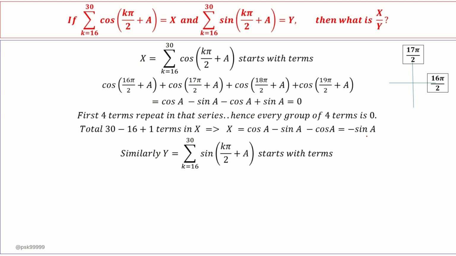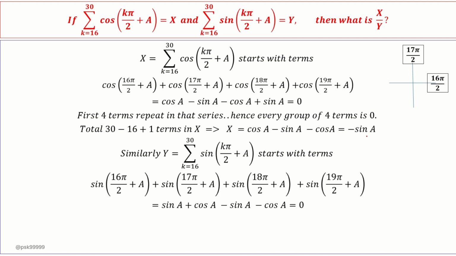Similarly, you take the y value, that is sigma k equal to 16 to 30 sine of k pi by 2 plus a. You will get the same thing. First four terms are 0 and the last three terms that remain are sin A plus cos A minus sin A, that is cos A will remain. So x by y is nothing but minus tan A. Hope you understand this.